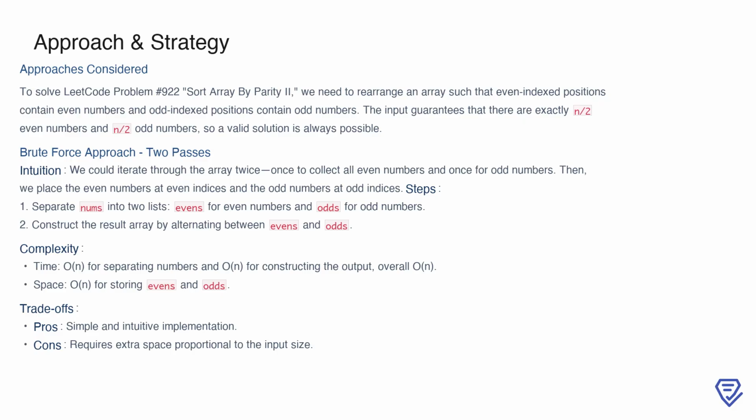The overall time complexity is O(n), as we traverse the array twice, and the space complexity is also O(n), due to the auxiliary lists. While this approach is easy to implement, it has the downside of not being memory efficient, particularly for larger arrays where minimizing space usage is critical.